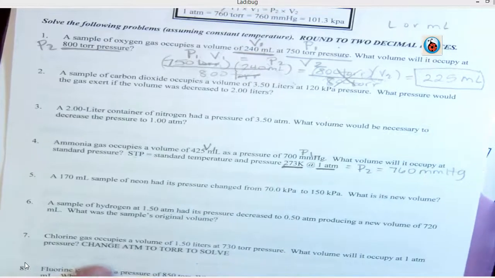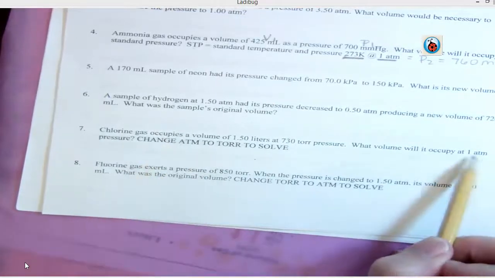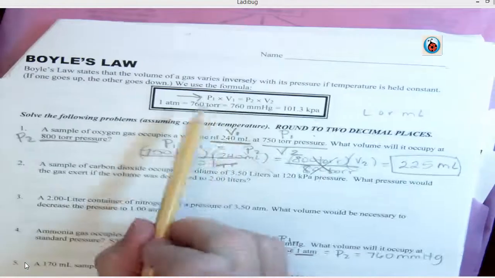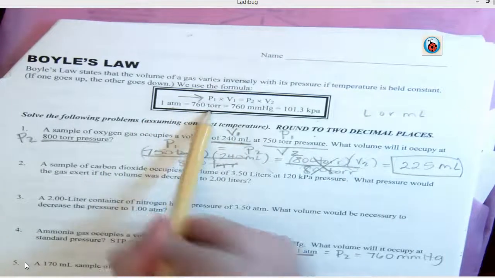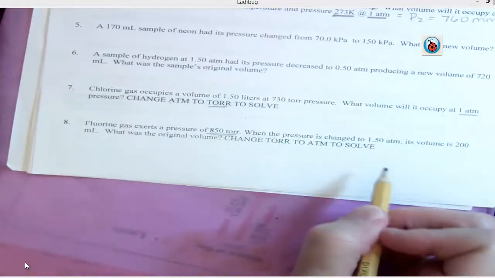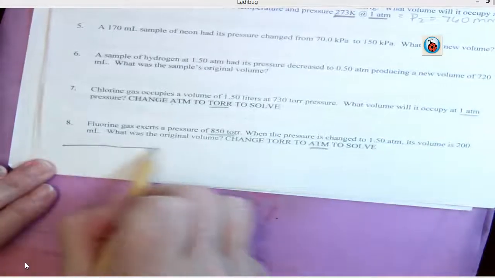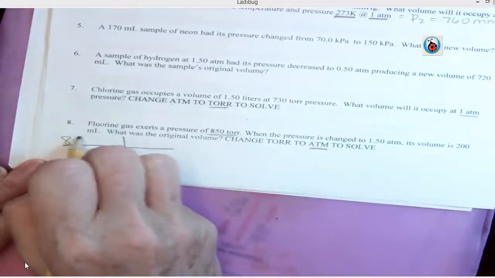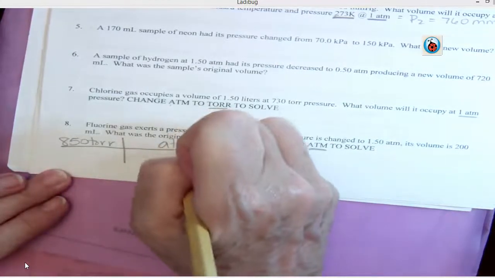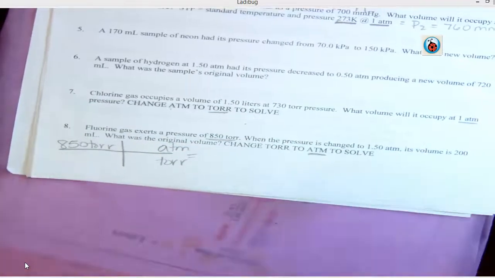Plug your numbers in. Number 7 and 8, we're going to have to convert. It's telling you to convert 1 atm to torr before you solve. All you got to do is look up here. 1 atm equals 760 torr. And then on number 8, we're going to change this 850 torr. We're going to change it to atm to solve. So what do you need to do? You need to set up your train tracks just like you did in the last unit and convert to atm. Okay? Get your answer, plug in your numbers, solve.